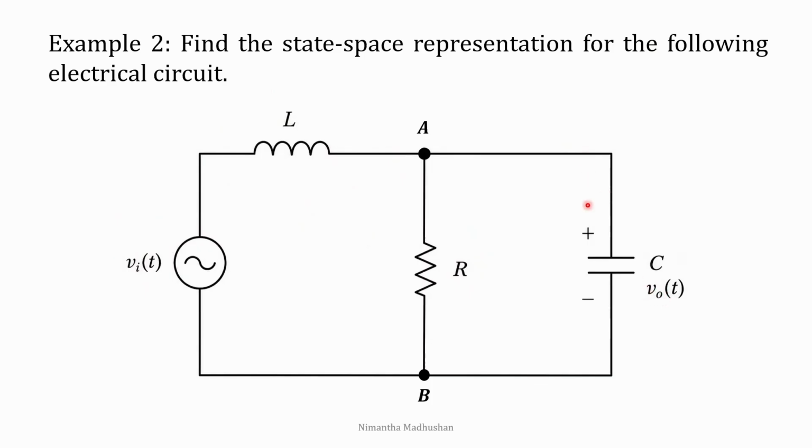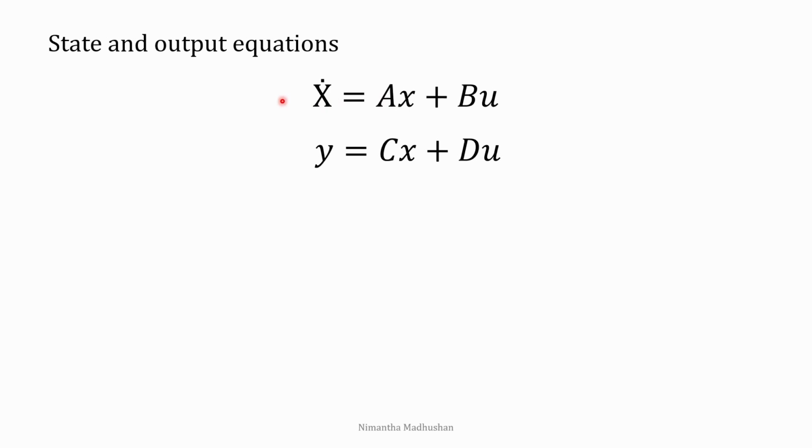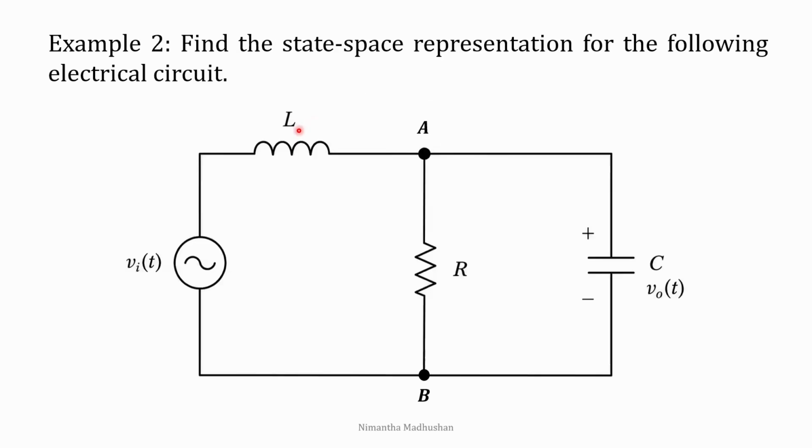the capacitor. These are the two equations for state space representation: state equation and output equation. State equation is x dot t is equal to Ax plus Bu, and the output equation is y is equal to Cx plus Du. As the first step, we have to define what are the state variables of this system.